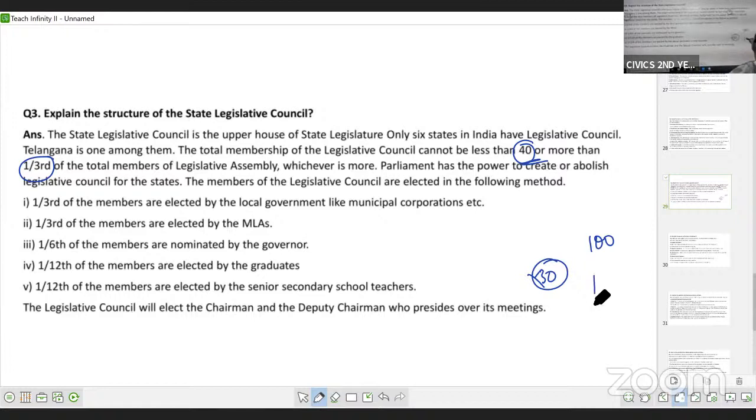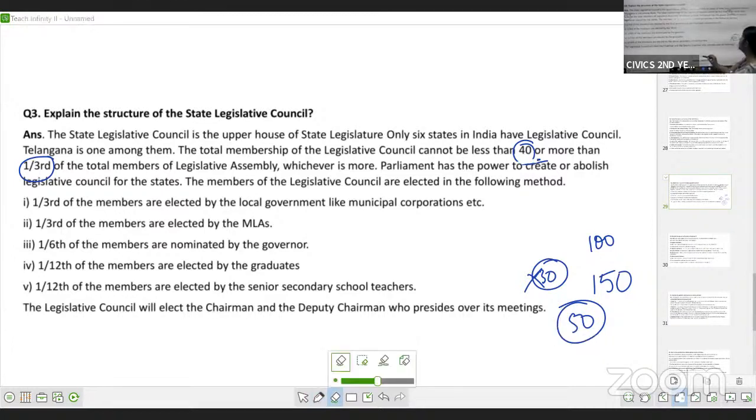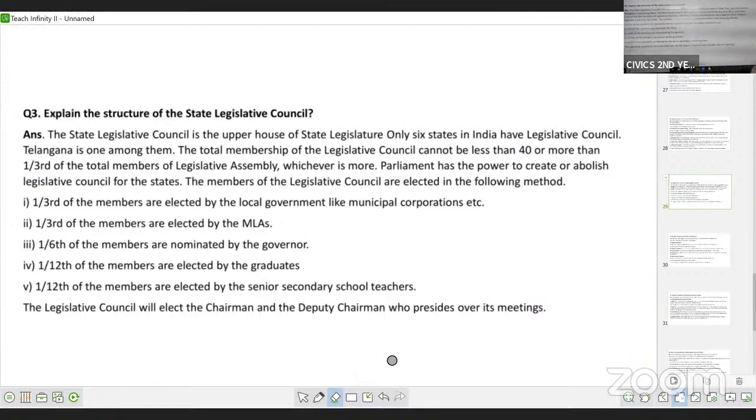Suppose the total strength of assembly is 150. Then 1/3 will be 50. The strength of council should be 50, whichever is more. Either 40 or the 1/3, whichever is more, that is the strength of Legislative Council. Minimum 40, maximum 1/3 of the total members of assembly.